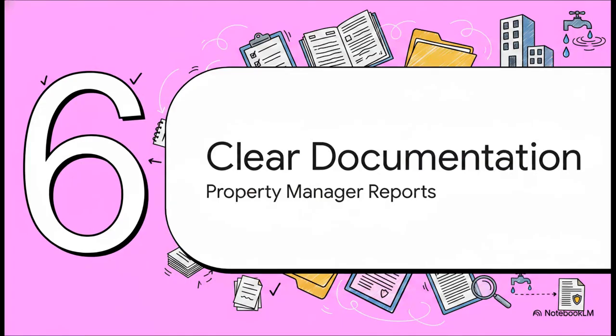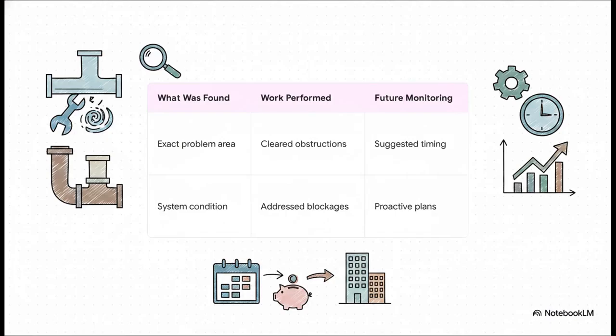And finally, Section 6, Clear Documentation for Managers. This is the highly essential final step that property managers absolutely need for their internal records and insurance claims. So the job isn't truly finished when the water drains. It's finished when the paperwork is clear. And this brilliantly illustrates what a proper, transparent report should look like, broken down into 3 distinct areas.